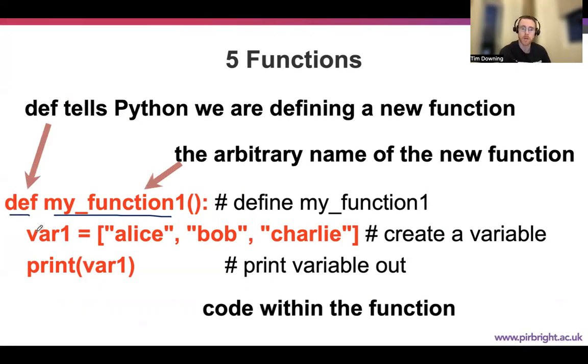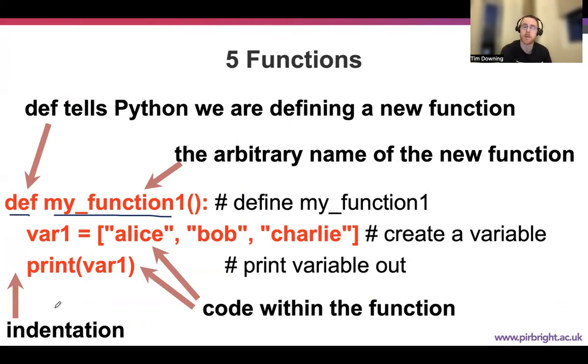We have our code, 2 lines of code within the function. So we have var1, Alice, Bob, and Charlie, and then print var1 at the end. And we note that our lines here are indented. So this indentation is very important to Python to note these lines are part of this function.